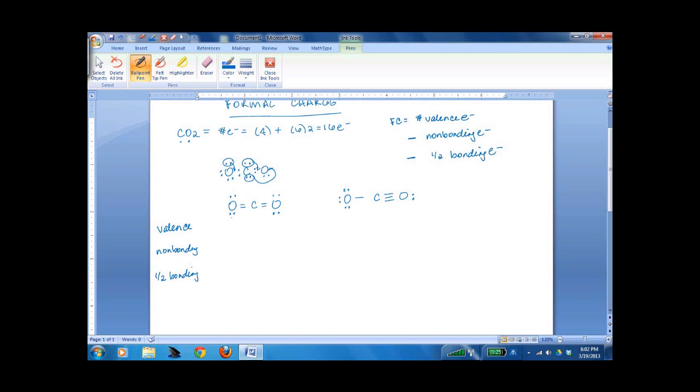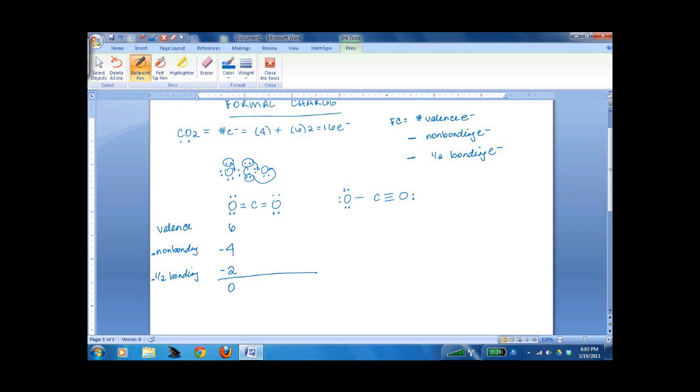Oxygen. We know if we look at the periodic table, oxygen has 6 valence electrons. This oxygen here will have 1, 2, 3, 4. That will be 4 non-bonding electrons. And then 1/2 the number of bonding electrons. So we have 1, 2, 3, 4 times 1/2 is 2. Remember, we're going to subtract these. This is a minus and this is a minus. And we end up with 0. So that oxygen has a formal charge of 0.